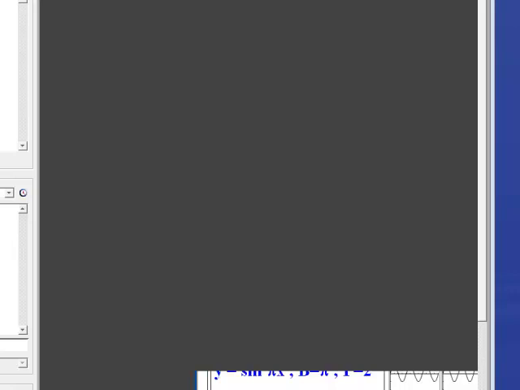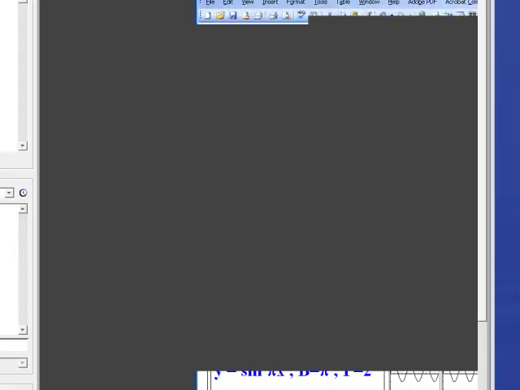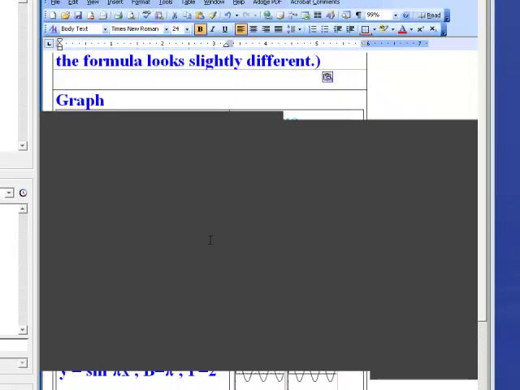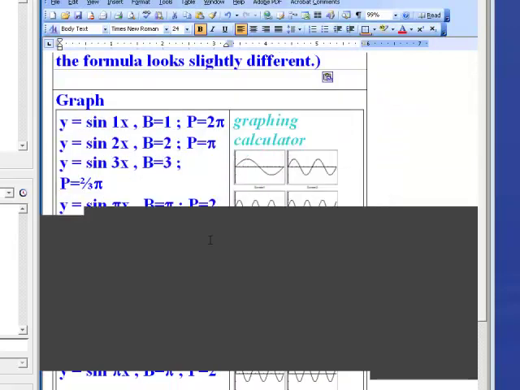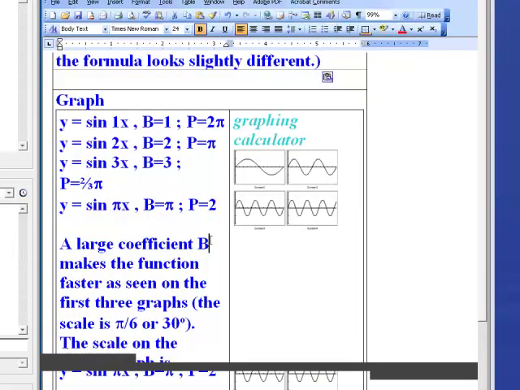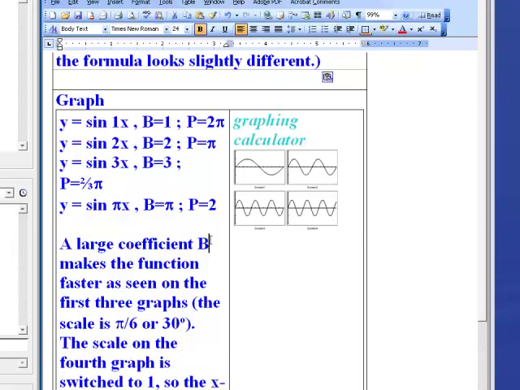What I have written here, well, that's kind of what I said. A large coefficient b makes the function faster, as seen on the first 3 graphs. The scale was pi over 6 or 30 degrees. I believe those are the ones that I have right here. The ones I just did was actually pi over 4.